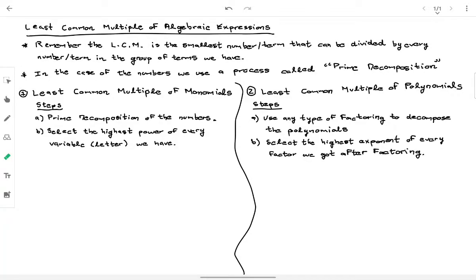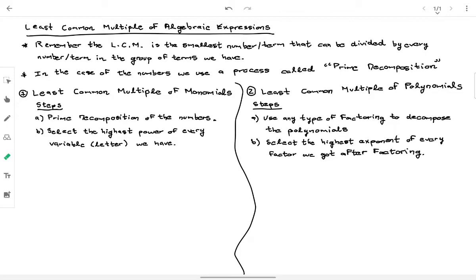Today's topic is going to be least common multiple of algebraic expressions. We have seen least common multiple for terms or numbers, so we will review a little bit of that and then we will use it in algebraic expression. Remember, the least common multiple is the smallest number or term that can be divided by every number or term in the group of terms we have.